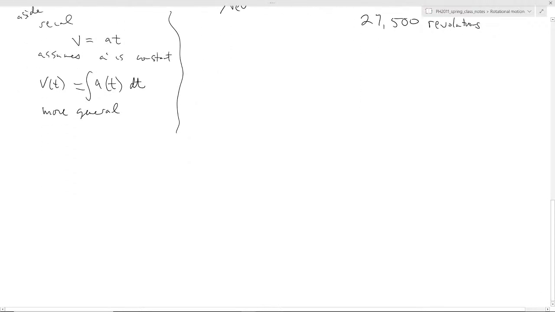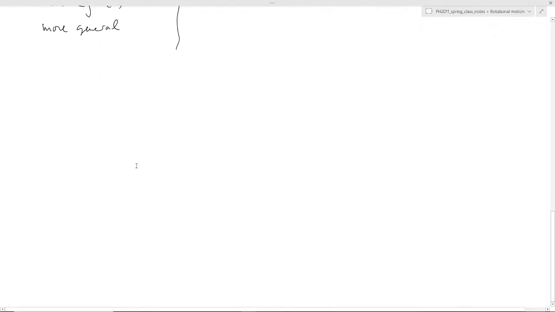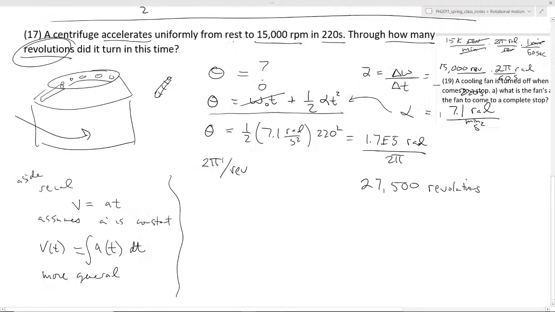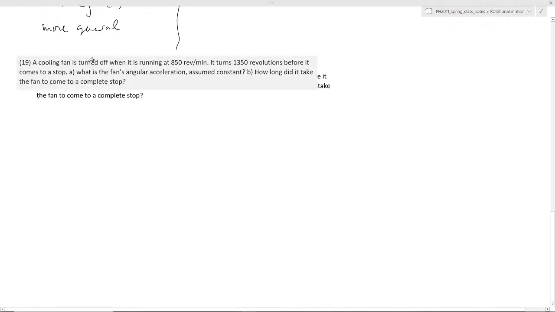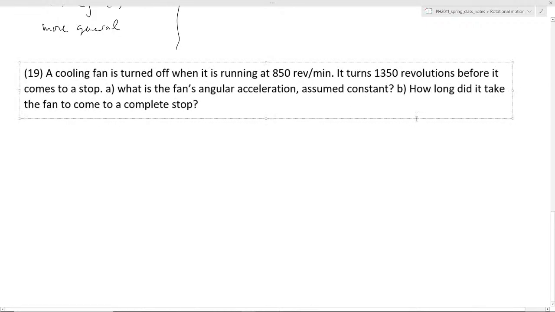So let me show you another one. Let's see if we can find it here. This is sort of a similar question, still talking about rotational kinematics. In this question, a cooling fan is turned off when it's running at 850 revolutions per minute. It turns 1,350 revolutions before it comes to a stop. What is the fan's angular acceleration? Again, we're assuming it's constant so that we can solve the problem algebraically. And how long will it take for the fan to come to a stop?